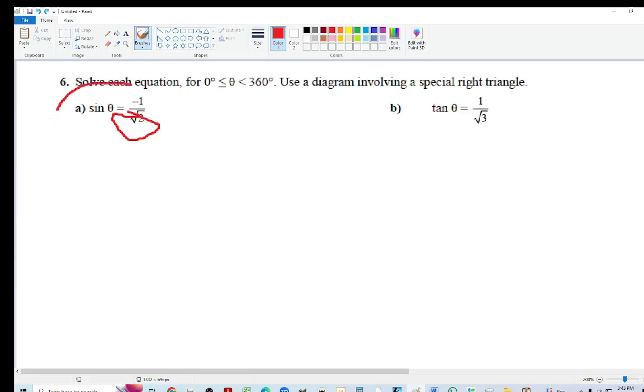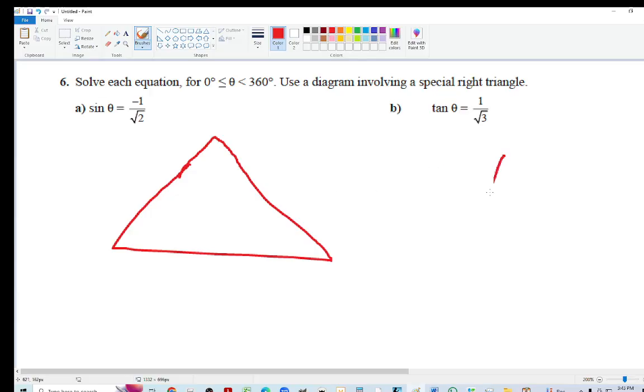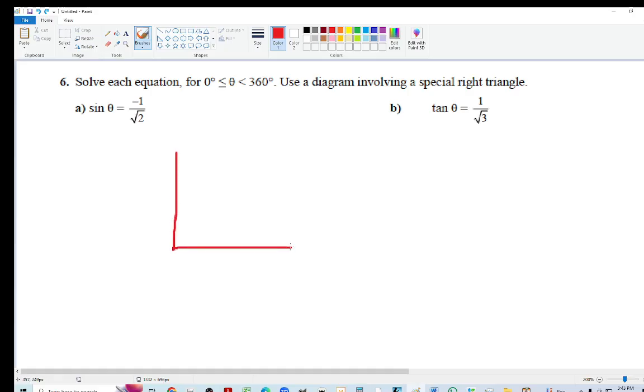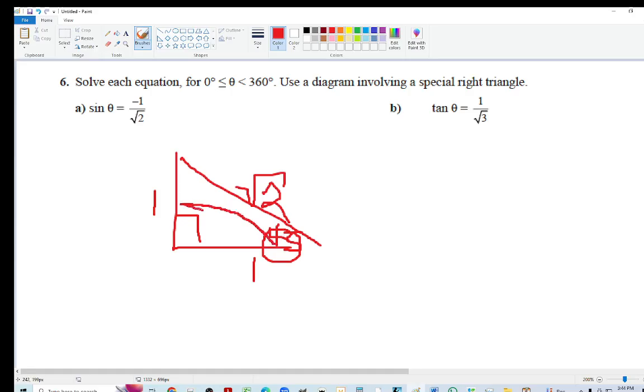So let's figure out what angle they're talking about here. Well, we're either talking about the 45-degree triangle or the 60-30. Let's start with the 45. 45 is a right angle, both sides are 1. Boom, 1 and 1. 1 squared plus 1 squared is 2, so this side is square root of 2. I see some 1s and square root of 2s here, so we're probably talking about the 45-degree triangle, because the sine of 45 degrees is 1 over square root of 2. However, this is a negative.